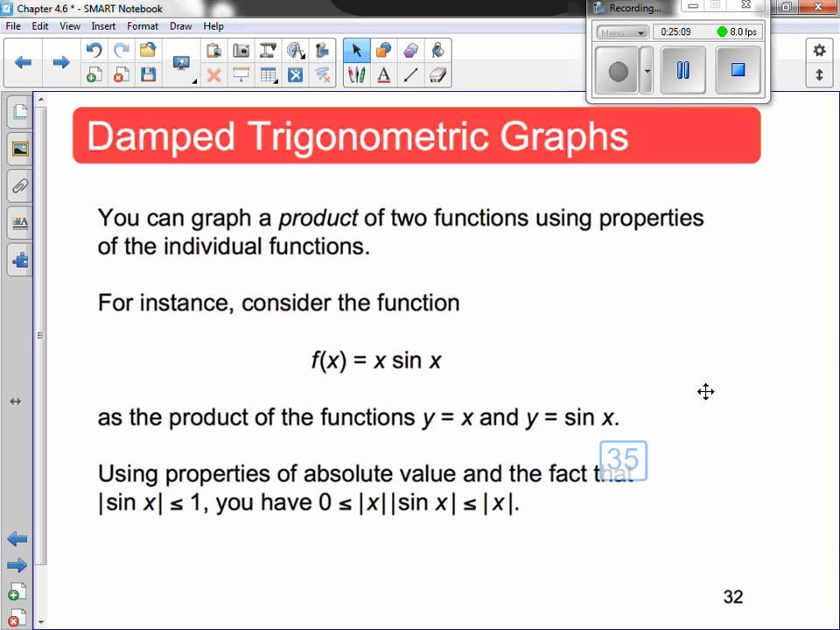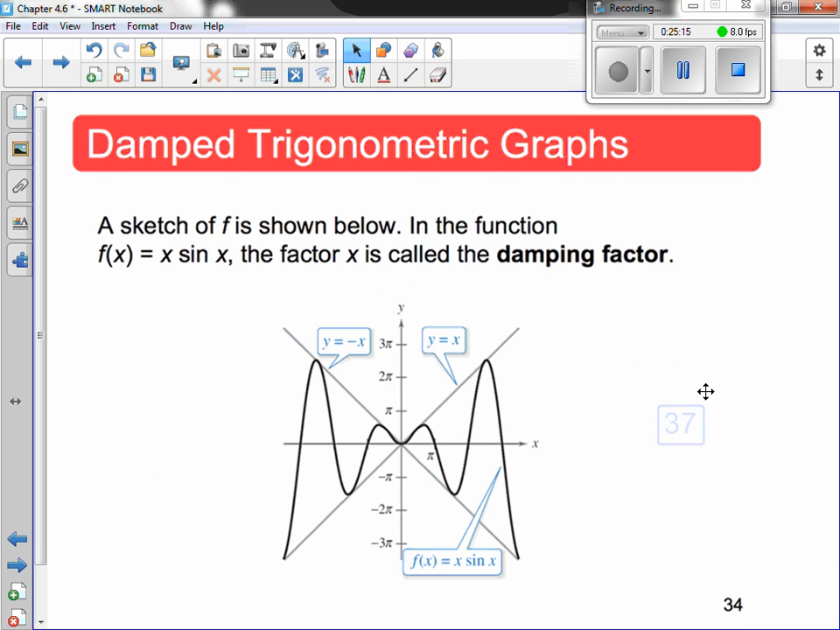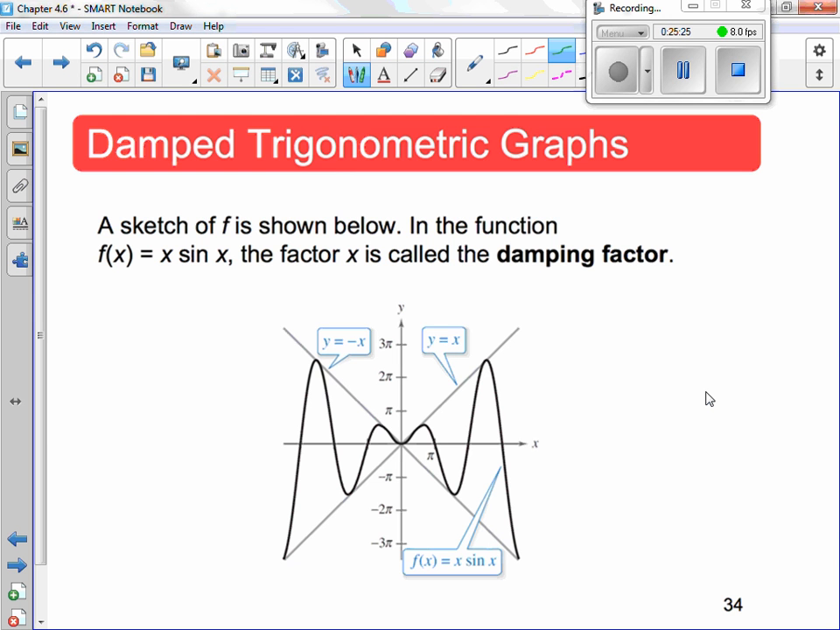Damped trig functions. That's what I was thinking of earlier, because we can do x sine of x. And this actually changes what the function looks like. This is where we get this here. This x times sine of x actually gives us this increasing value, and it's going to oscillate. Sine of x is going to oscillate between y equals x and y equals negative x. It's going to switch between those two and stay within that range.